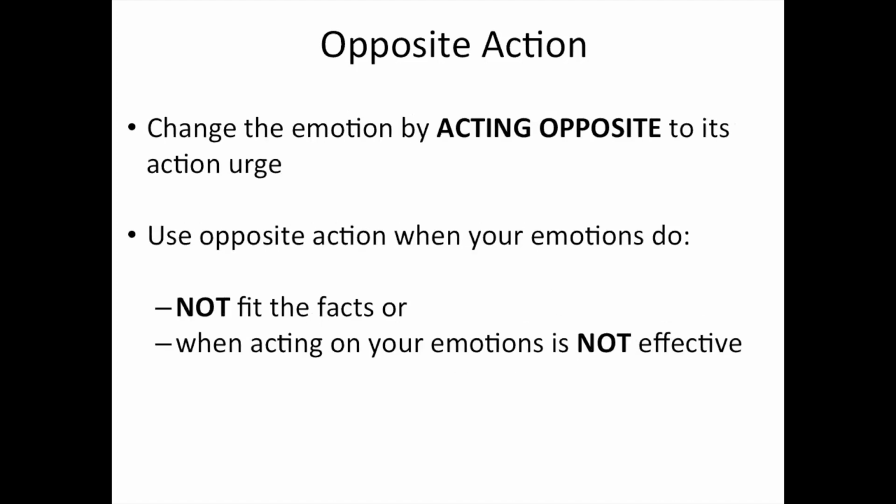And what we know is that we can change the emotion by acting opposite to its action urge. So we can use opposite action when our emotions do not fit the facts or when acting on our emotions is not effective. So here's a list of specific emotions, typical action urges associated with those emotions, and what opposite action would look like for each of those feeling states.